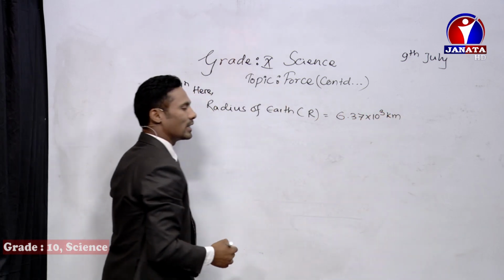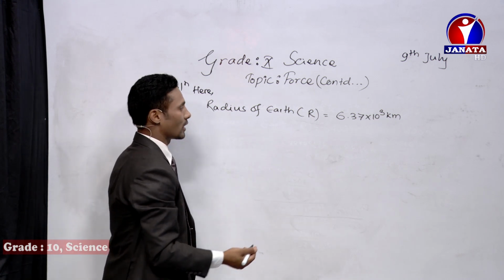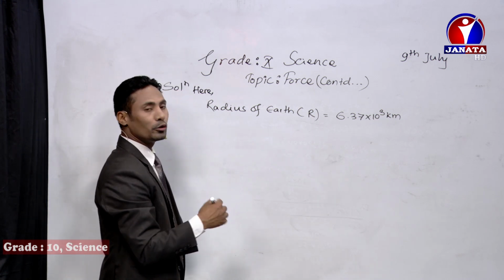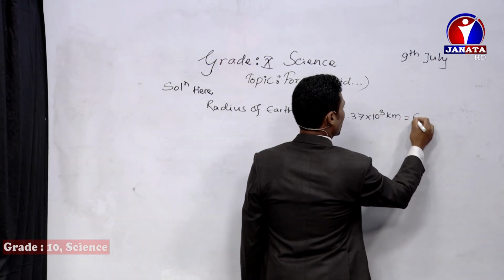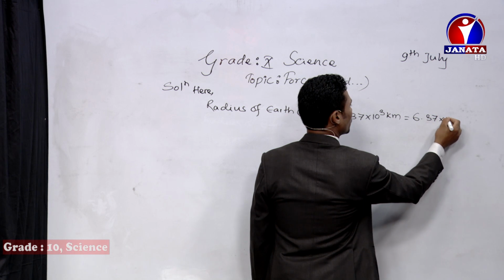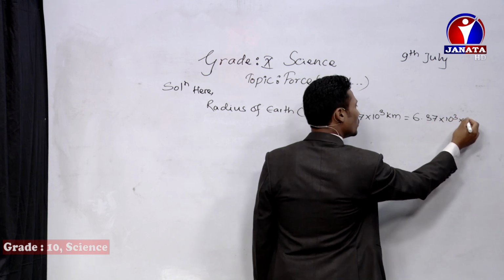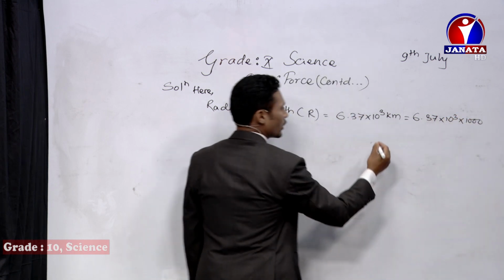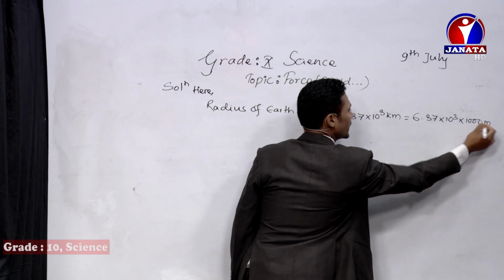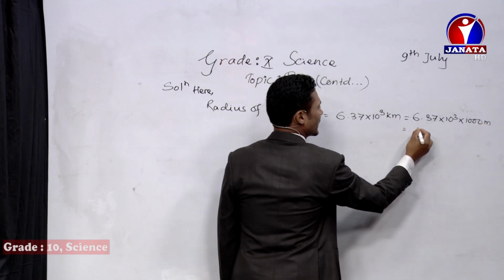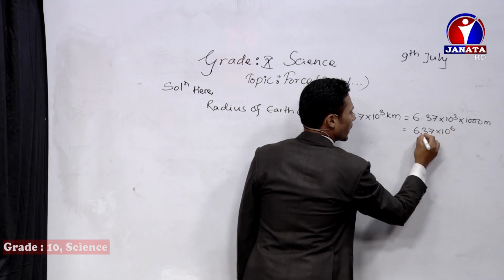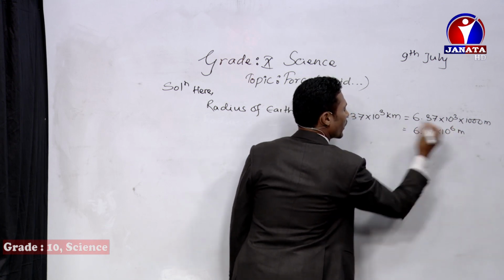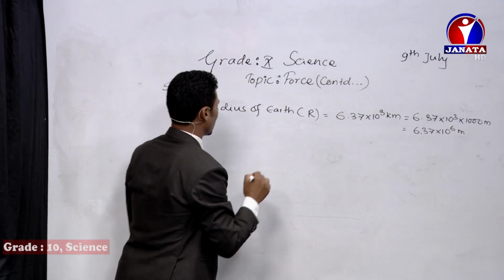So it is not in the SI system of units. Let's change this into the SI system. Kilometer is there. To change that into meter, multiply by 1000. That is 6.37 into 10 to the power 3 into 1000. Now this is meter, right? So it gives 6.37 into 10 to the power 6 meter. Okay, so this is conversion one.